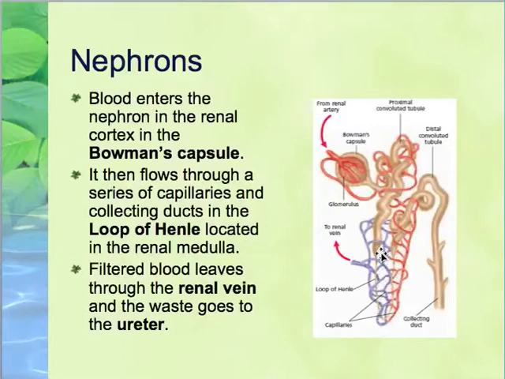At this point, the blood is relatively cleansed, and then the blood is now able to leave through that capillary and head to the renal vein. Once it hits the renal vein, it's back to the body and back to the circulatory system. But what about all that waste? Well, the waste is collected through those tubules and is now passed out to the ureter.